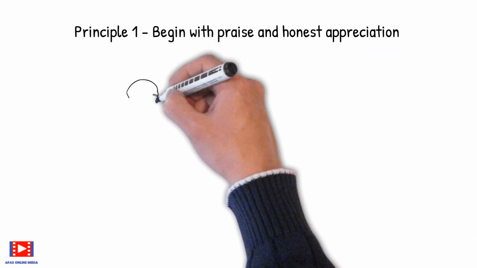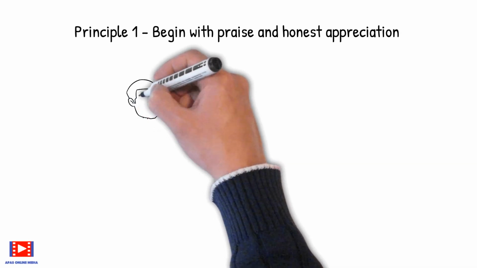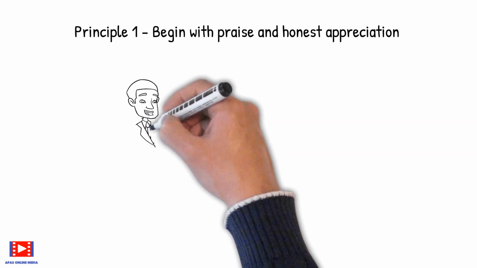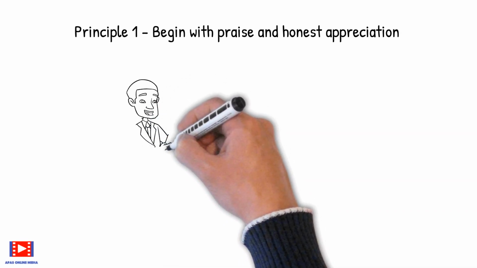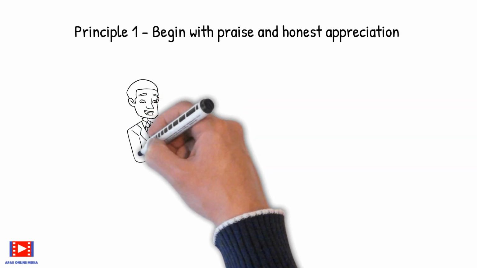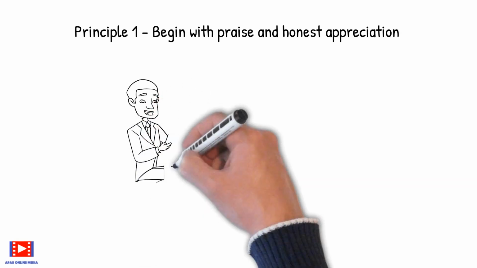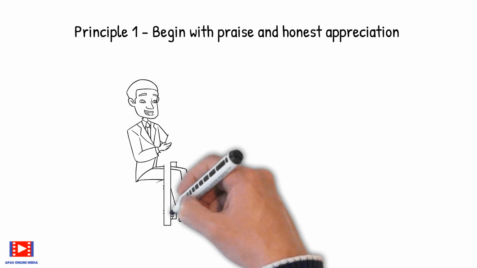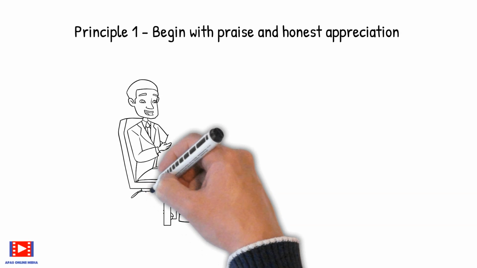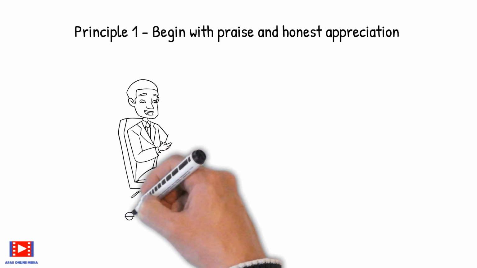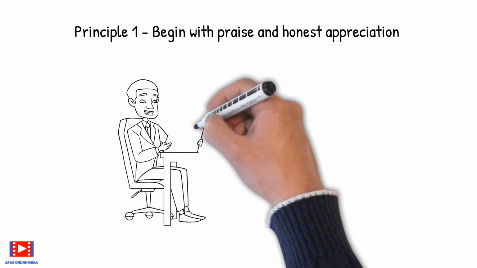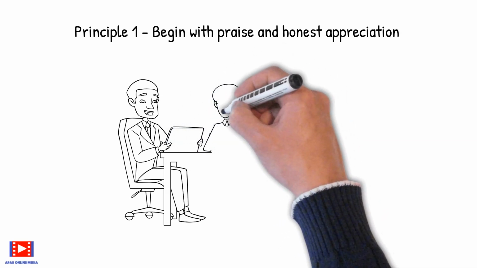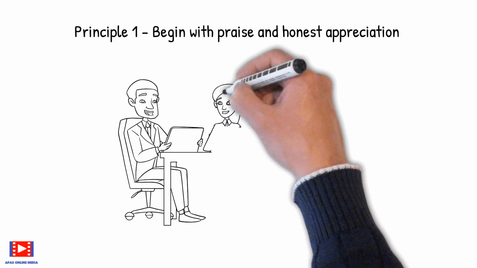Principle 1. Begin with praise and honest appreciation. Being a leader, you understand the importance of getting work done associated with a task. But the same understanding may or may not be with the workers. For a worker, he or she may have several tasks to be done in a day, and your task may or may not be their priority. So, as a leader, how do you get the work done and make it effective for the worker to understand the importance of that particular task?